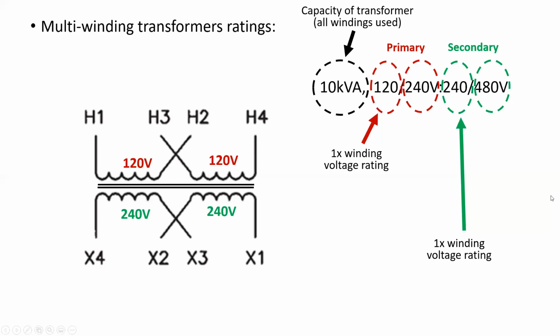Now what's with that second voltage? Well, the second voltage is there to show you what value of source you would need on the primary and what voltage of load you could supply on the secondary if you were connecting the windings in series. What if we connected the windings in series and we connected a source between H4 and H1? We would require a 240 volt source. What if we connected a load between X4 and X1 and we connected these two in series? We would then be supplying a 480 volt load.